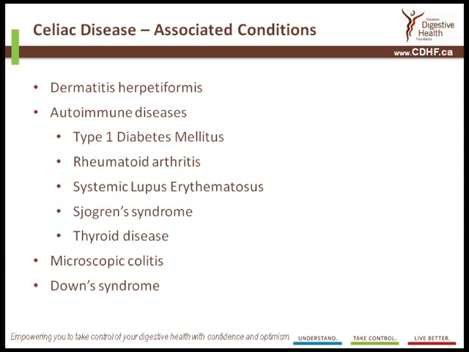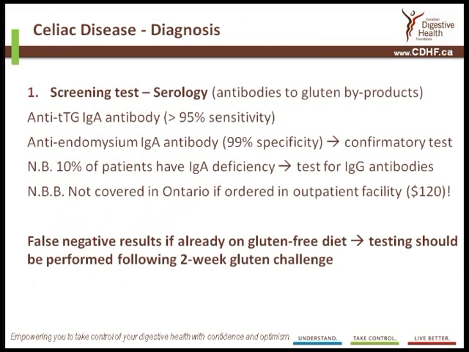Furthermore, there are a number of associated conditions that the physician and the patient have to be aware of in somebody who has been diagnosed with celiac disease. Perhaps most commonly dermatitis herpetiformis, which is a severely itchy condition related to deposition of certain antibodies in the underlying layers of the skin, but various autoimmune diseases have been well described in association with celiac disease, including type 1 diabetes mellitus, rheumatoid arthritis, lupus, Sjogren's syndrome, and thyroid diseases, as well as several other conditions, including Down syndrome.